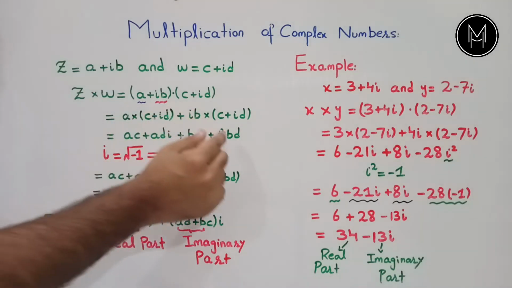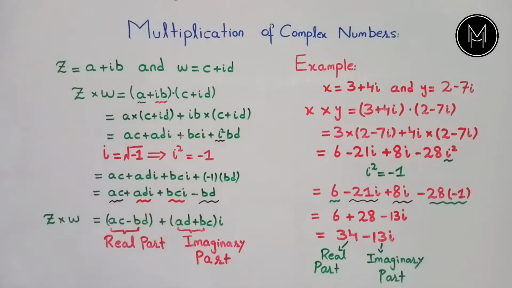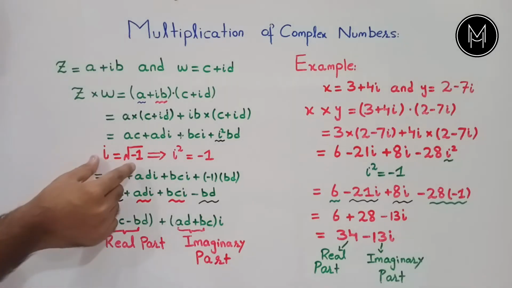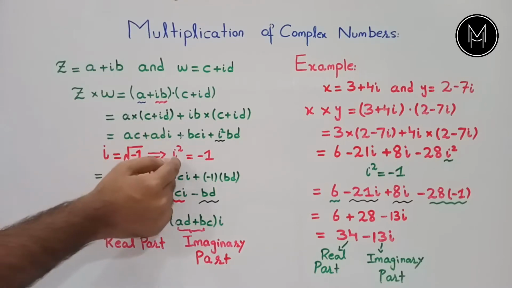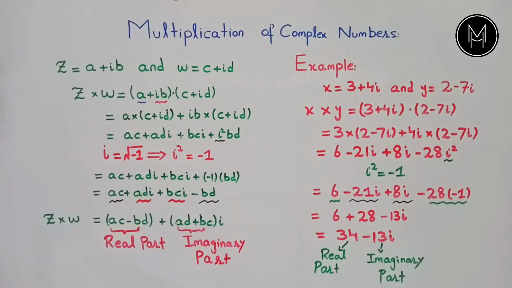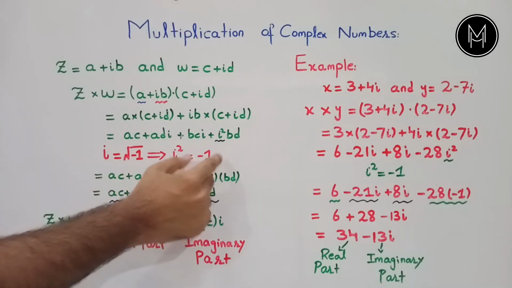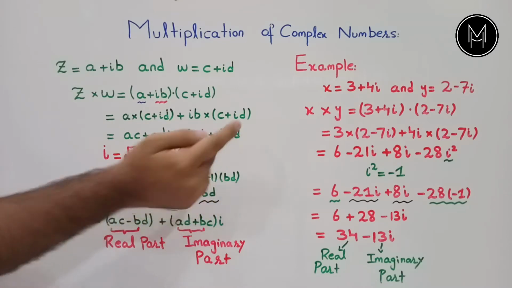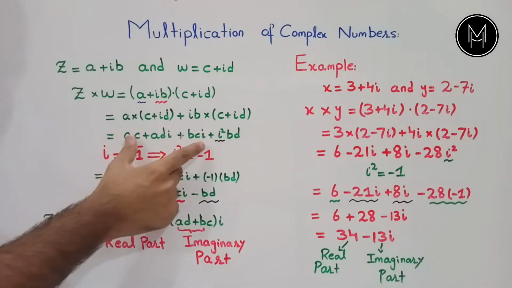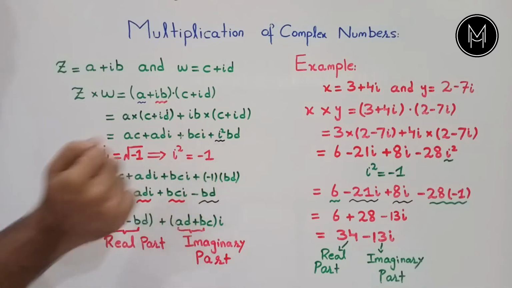Now we have i square in this equation. So let me tell you, we have studied in our first lecture of complex numbers that the unit imaginary number i is equal to root minus 1. So if we take the square of both sides of equality, then we will have the value of i square. i square is equal to minus 1. So put the value of i square in this equation. After putting the value of i square in the equation, we will have the same equation like above, but here we will have minus 1.